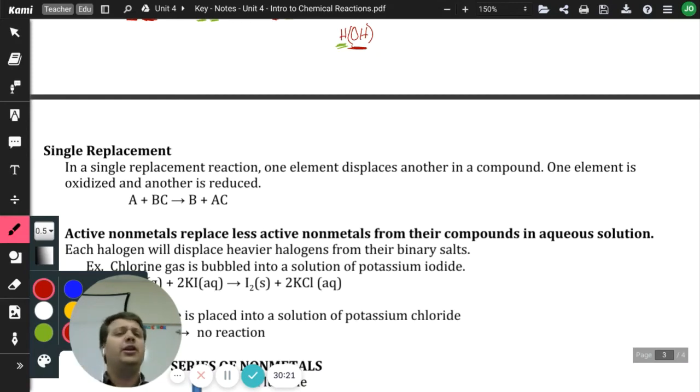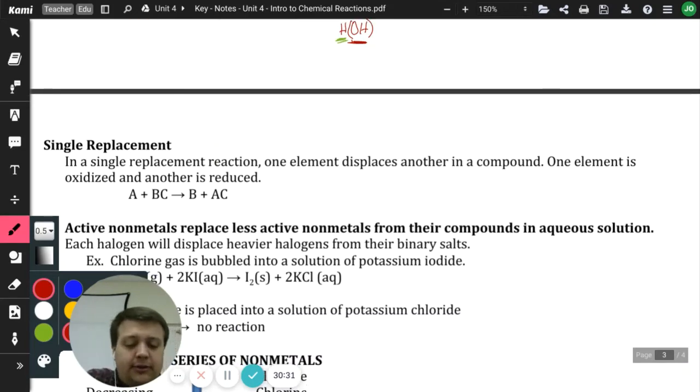But in general, knowing that one element is going to be replacing another element is what you need to know for single replacement. Okay, so A plus BC is going to produce B plus AC. So essentially my A is coming in and kicking out that B, and then it's going to be bonding with the C, and B is going to be pushed out to the side on its own.